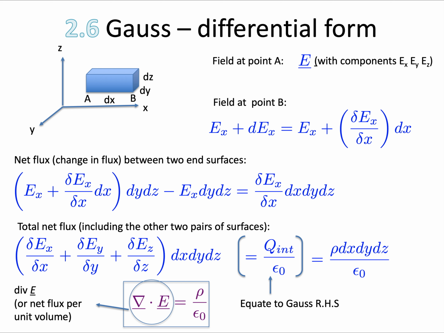If we have exactly the same number of flux lines going in at surface A as we have coming out at surface B, then there is no net flux and the divergence is zero.